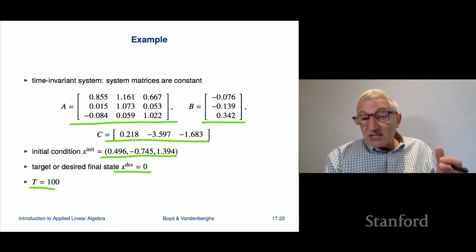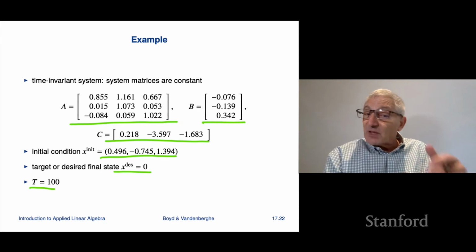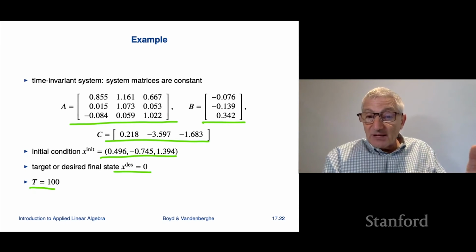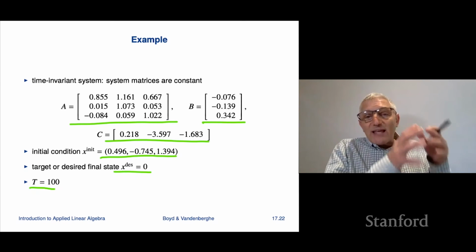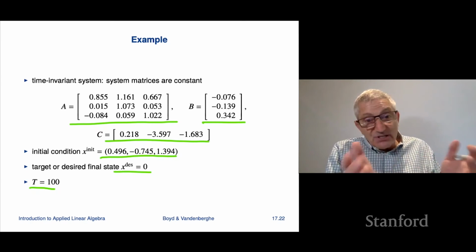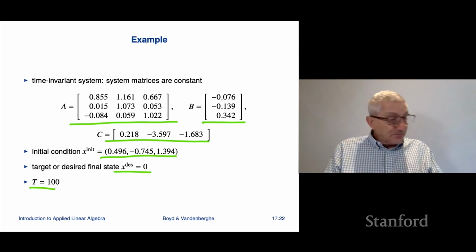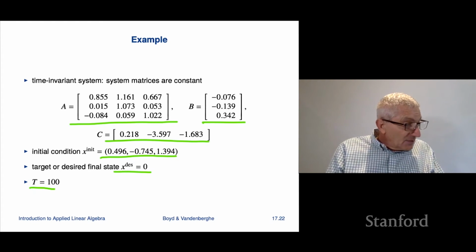That's a special case when x desired is 0. The problem is called the regulator problem because we're regulating the state to 0, being some kind of desired state. Okay, so that's going to be our example.